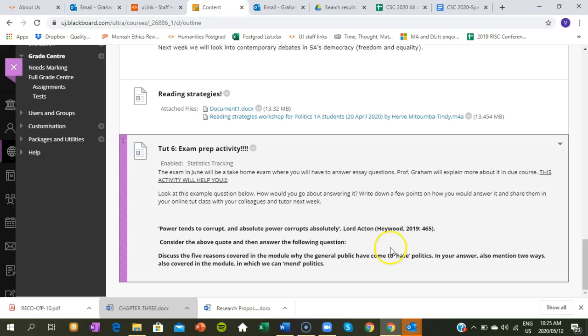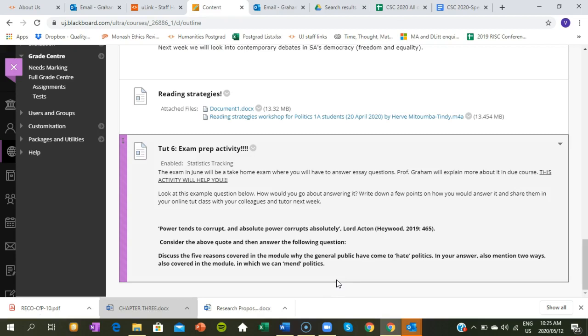So the question here is, power tends to corrupt and absolute power corrupts absolutely. This is Lord Acton's quote from Haywood. Consider the above quote and then answer the following question. Discuss the 5 reasons covered in the module why the general public have come to hate politics. In your answer, also mention 2 ways also covered in the module in which we can mend politics.